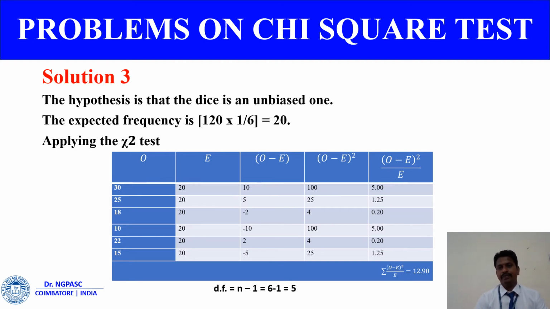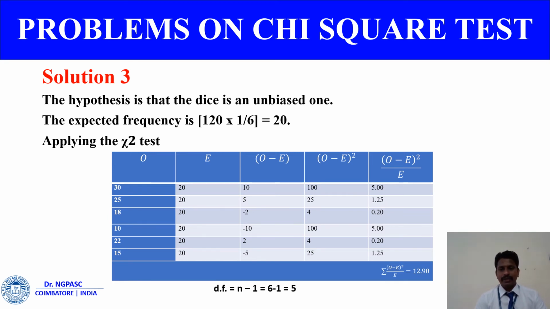For example, when tossing a single die, what is the probability of getting number 3? Number 3 occurs only one time, that is only one chance. 1 by 6. The probability of favorable chances equals the number of favorable chances divided by the total number of chances. 1 by 6. 120 into 1 by 6 equals 20.